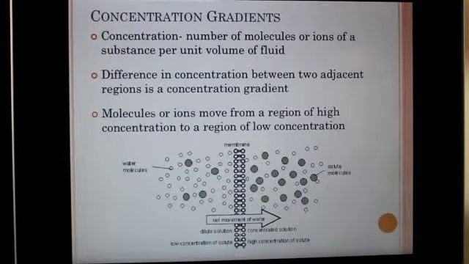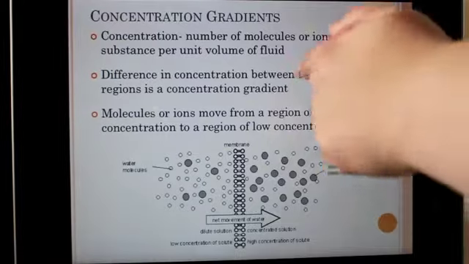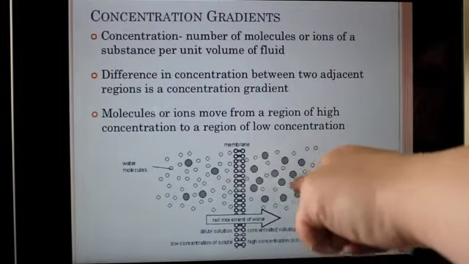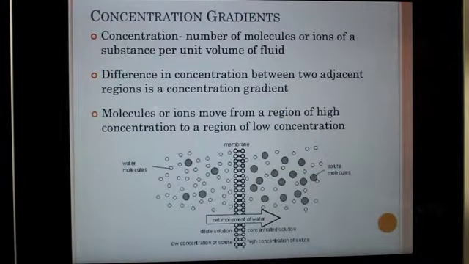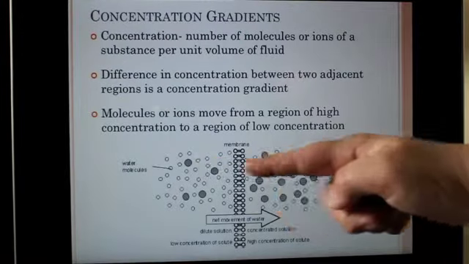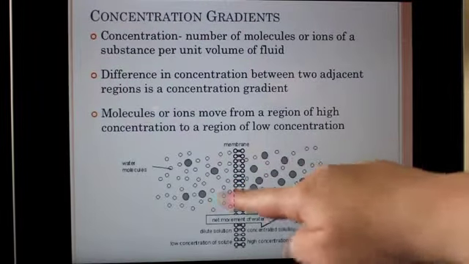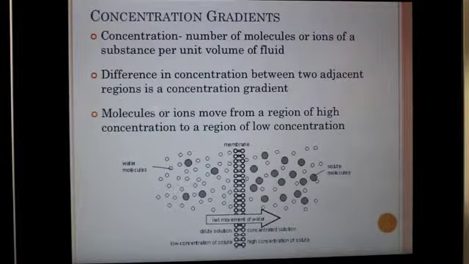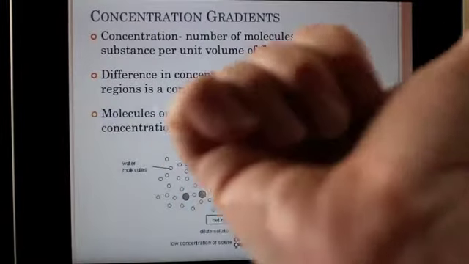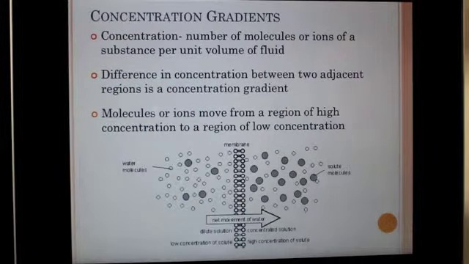So let's say that this membrane lets everything through. The dark dots here, the solute molecules, are going to want to go this way because there's more on this side than on that side. So they want there to be an equal number of dots on either side. The little white dots are water molecules. They're going to want to go this way to even out the number of water molecules.